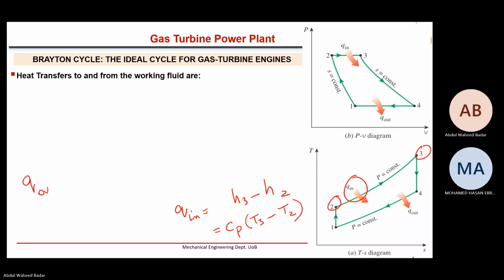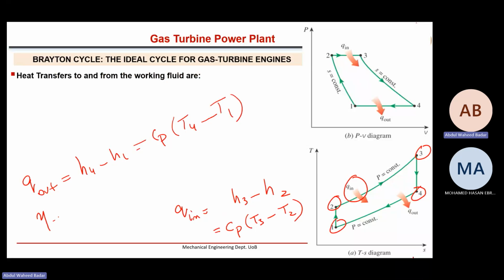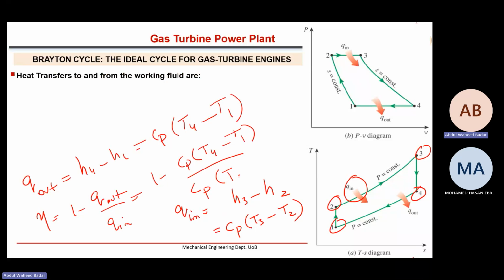What is Q out? H4 minus H1. So another Cp into T4 minus T1. So that will give me efficiency, 1 minus Q out over Q in, which I can write as 1 minus Cp times T4 minus T1 over Cp times T3 minus T2. This Cp will cancel with this Cp if I assume constant Cp throughout, only then. So then I will write efficiency in this form.